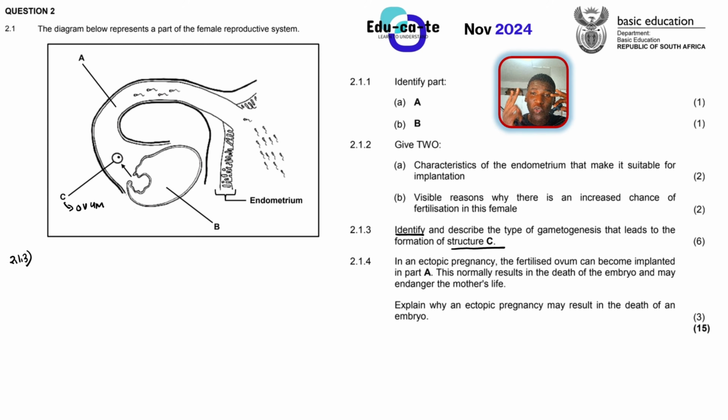Remember that we have got 2 types of gametogenesis. Gametogenesis just means that we are producing gametes. We can either produce sperm cells, that's spermatogenesis, or we can produce ova, that is oogenesis. So here for a female, we are producing ovum. You can see we are producing structure C. So we have to mention, because they say identify, which gametogenesis this is. It is oogenesis. That's the first mark.